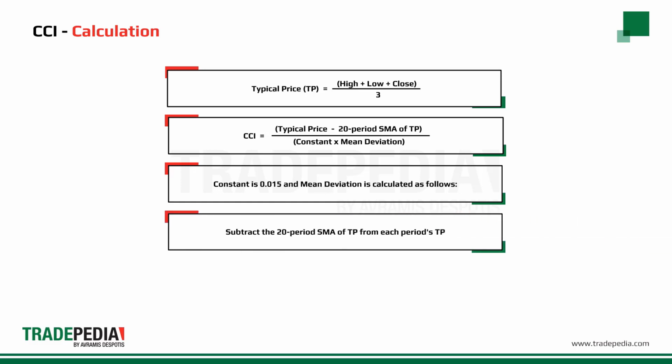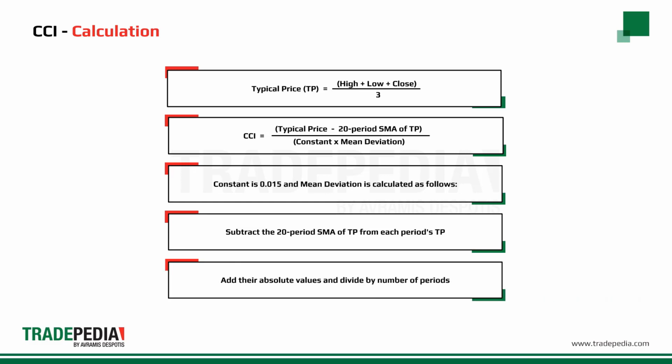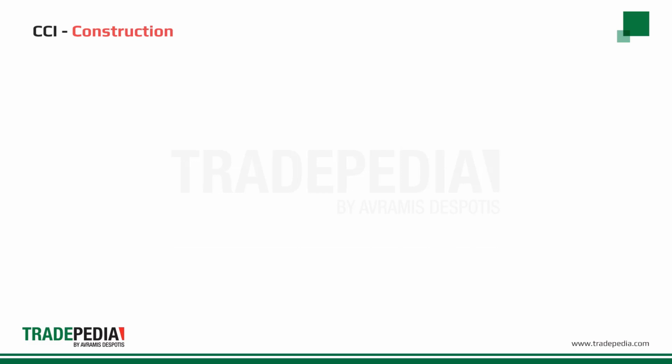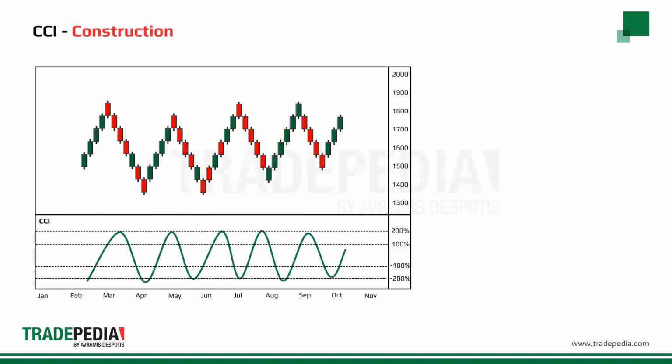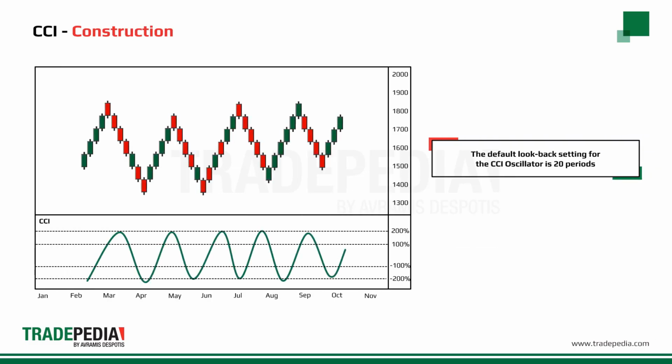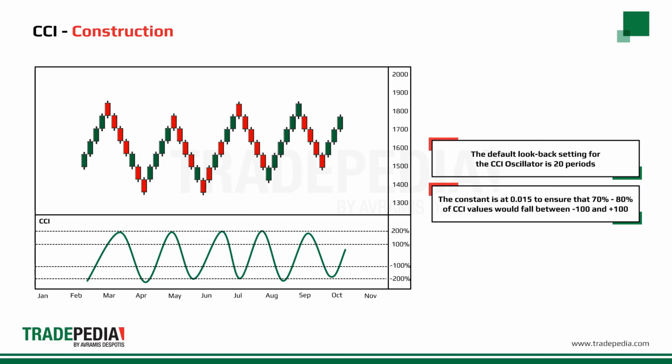We subtract the 20-period simple moving average of the typical price from each period's typical price. Then take the sum of absolute values of these numbers and divide it by the total number of periods. The default look-back setting for the CCI oscillator is 20 periods. Lambert set the constant at 0.015 to ensure that approximately 70 to 80% of CCI values would fall between -100 and 100.